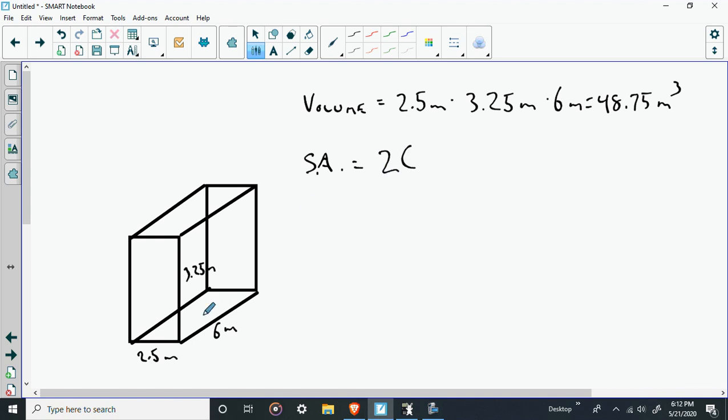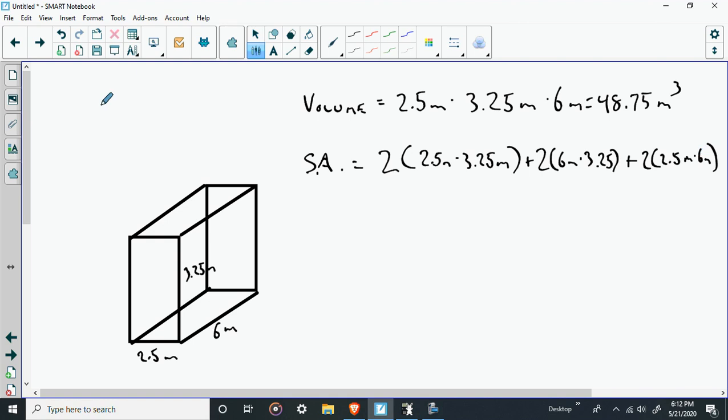Well, what's the area of the front? 2.5 times 3.25. 2.5 meters times 3.25 meters, okay? We need the left side and the right side. So I got 6 meters times 3.25 meters twice. Okay, we're going to add those together. 6 meters times 3.25 meters twice, okay? And what I need now, at the top and the bottom, what is that? 2.5 times 6, twice. 2 times 2.5 meters times 6 meters.